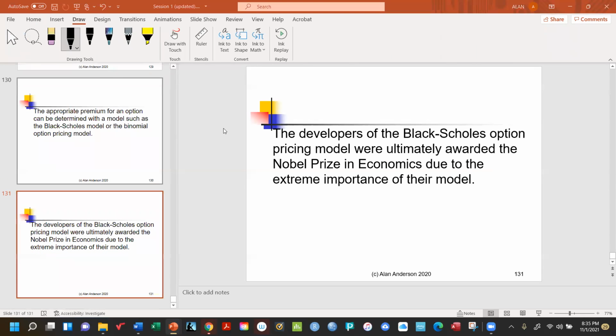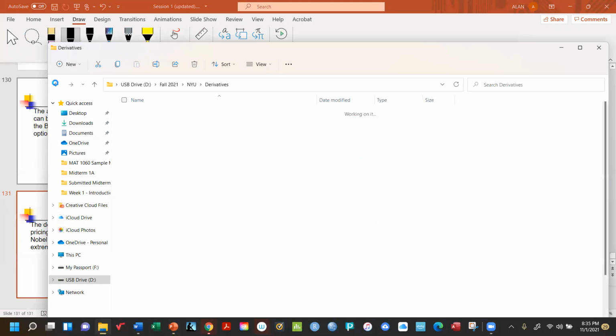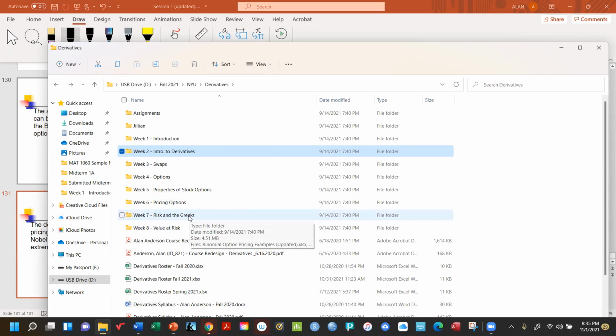I think it'll be a couple of weeks before we get back to options. Let's see. Swaps. No, next week, week three, is swaps. Weeks 4, 5, and 6 are options. They do take three weeks. Week 7 is actually about options too, but it's more about the risk of options.